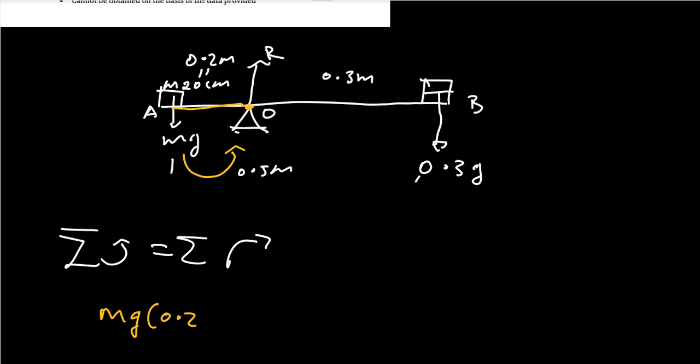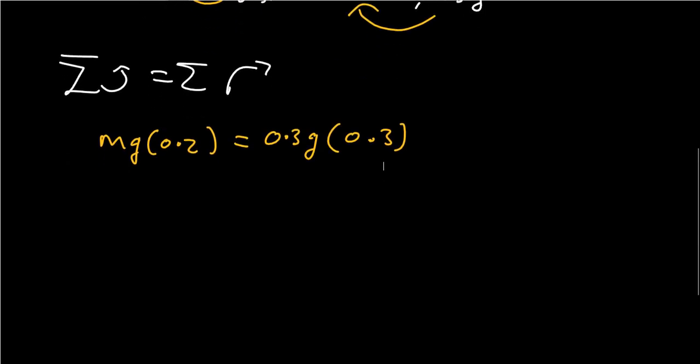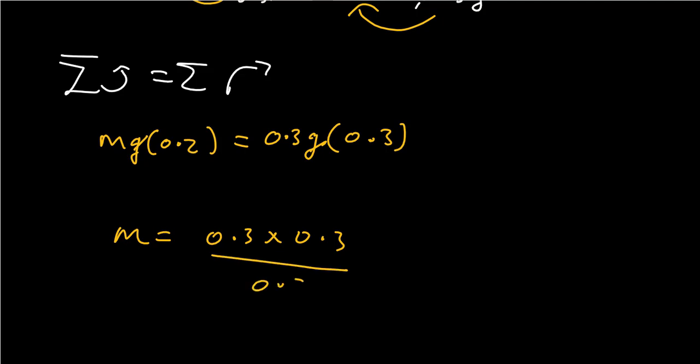So it's going to be 0.2, and this will be equal to this other force, which is going to cause a turning effect in this manner, and that is clockwise. So it's going to be 0.3 g, times the perpendicular distance from the line of application of the force, that's 0.3 meters. So if we simplify, the g's cancel out, and I'm looking for m. So it means m is going to be 0.3 times 0.3 divided by 0.2.